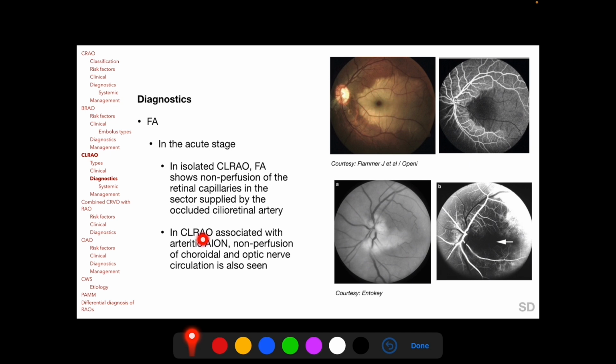And in CLRAO associated with arteritic AION, non-perfusion of the choroidal and optic nerve circulations can also be detected, as seen here in this fluorescein angiogram corresponding to this red-free photograph. When we compare these two angiograms, we see that in isolated CLRAO, the underlying choroidal circulation is intact, which is not so in CLRAO associated with acute ischemic optic neuropathy.